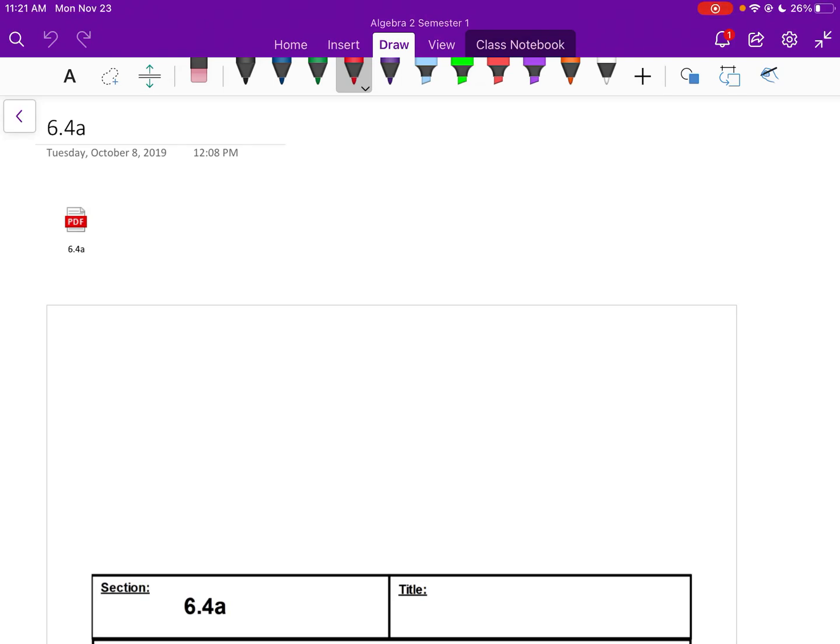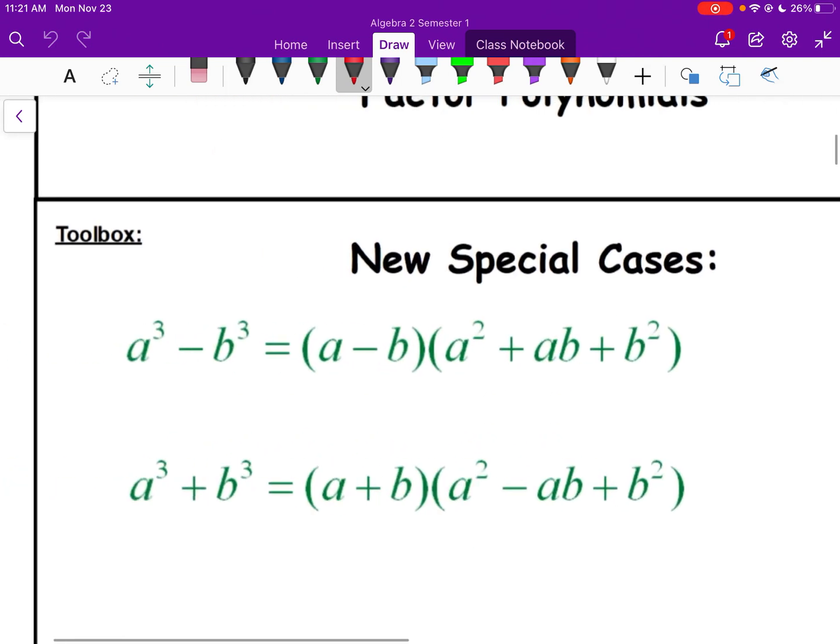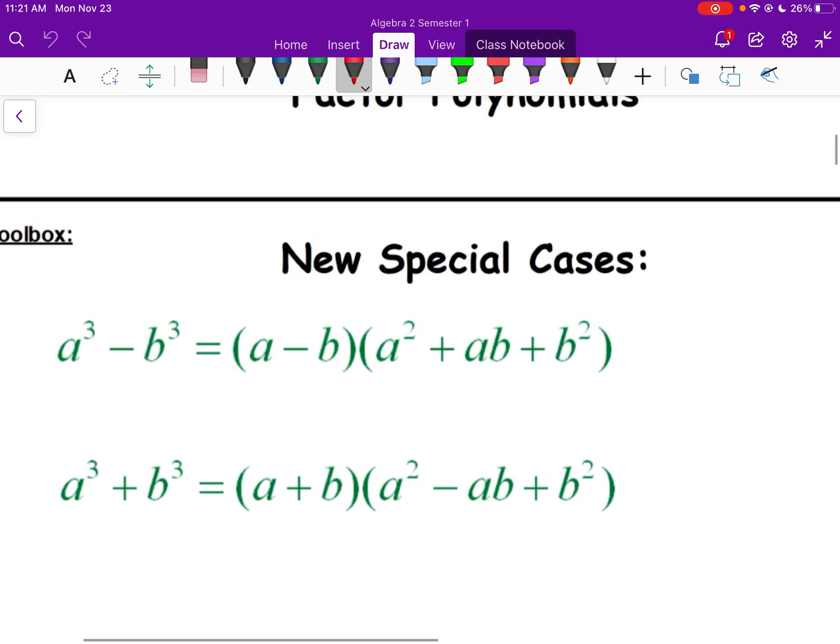All right, 6.4a. For this lesson, we're going to be factoring polynomials. We have done this for certain cases up to this point. We will have two new special cases, okay, and these are called difference and sum of cubes.